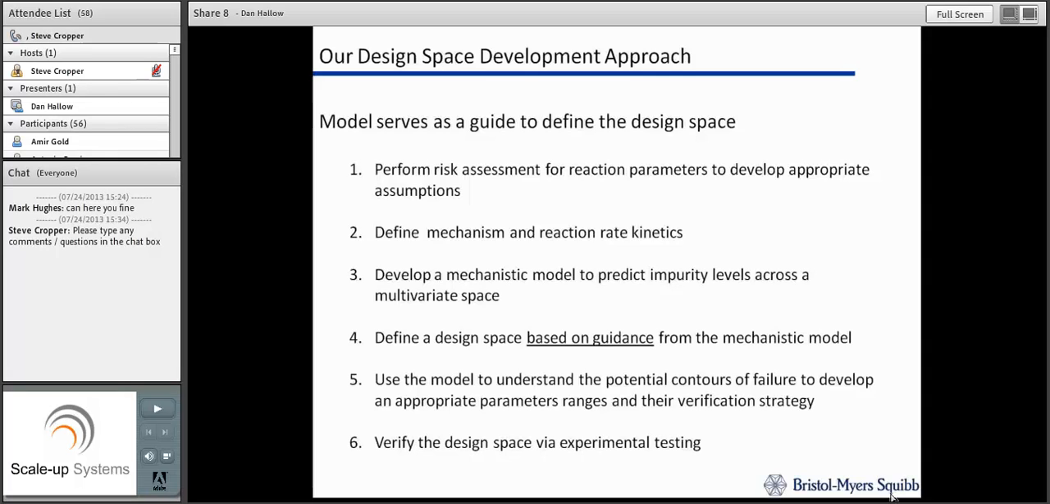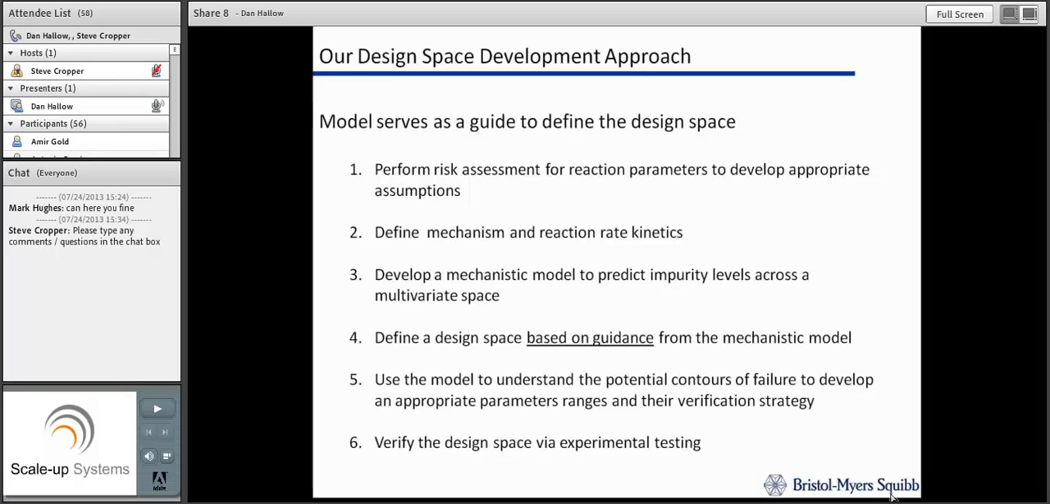Next, we wanted to define the mechanism and reaction rate kinetics, and this is often the most difficult part for any mechanistic modeling. Often the reaction mechanism is much more complicated than the reaction rates we have here, so this is often a very complicated step. Next, develop the mechanistic model to predict the impurity levels across the multivariate space, so regressing those model parameters and eventually getting us to the predictive model that we want.